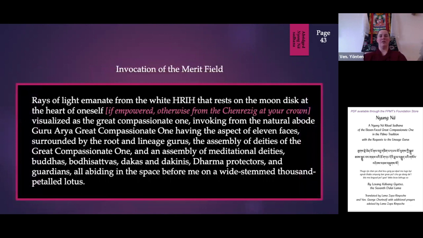Rays of light emanate from the white tree that rests on the moon disk at the heart of oneself, visualized as the Great Compassionate One. Invoking from the natural abode, Guru Arya Great Compassionate One, having the aspect of 11 faces, surrounded by the root and lineage gurus, the assembly of deities of the Great Compassionate One, and an assembly of meditational deities, Buddhas, Bodhisattvas, Dakas, and Dakinis, Dharma protectors and guardians, all abiding in the space before me on a wide-stemmed 1,000-petal lotus.